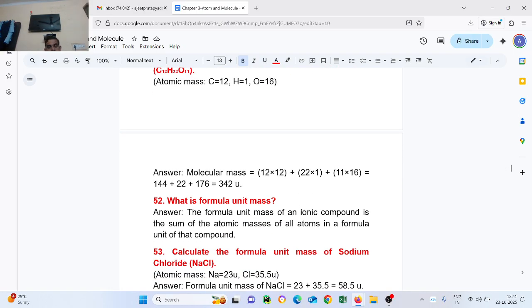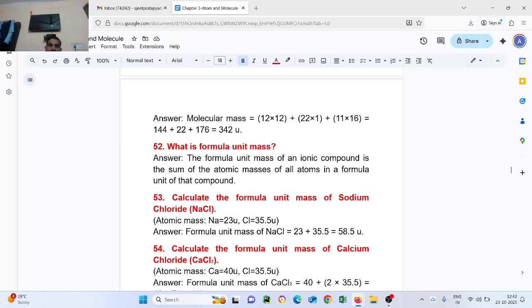Question number 52. What is the formula unit mass? The formula unit mass of any compound is the sum of the atomic masses of all atoms in the formula unit of that compound. Answer: The formula unit mass of an ionic compound is the sum of the atomic masses of all the atoms in the formula unit of the compound.